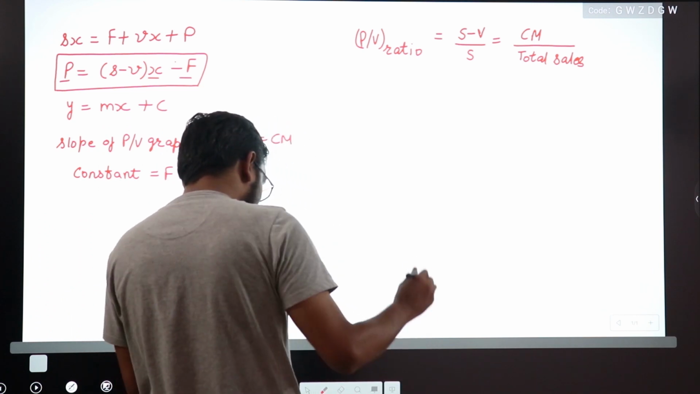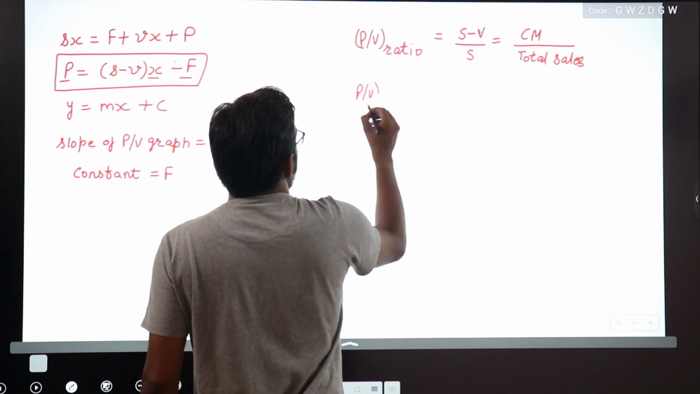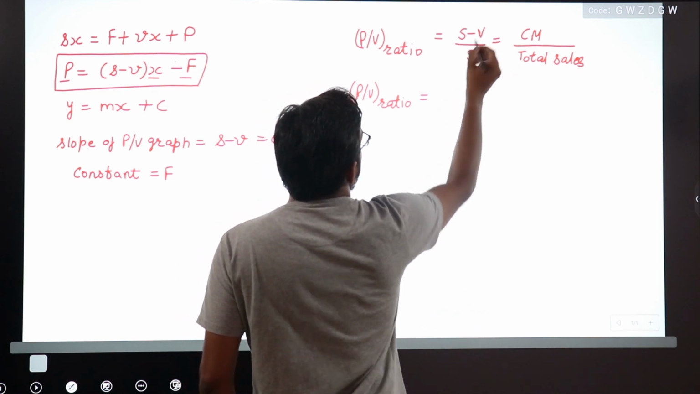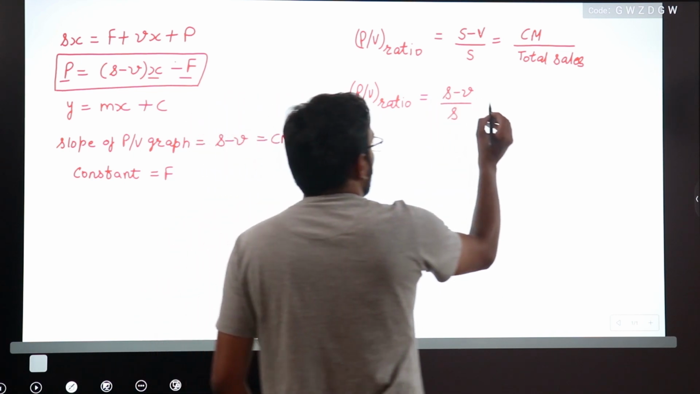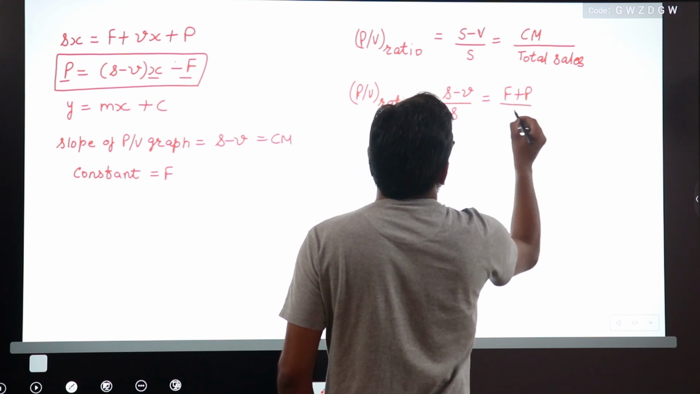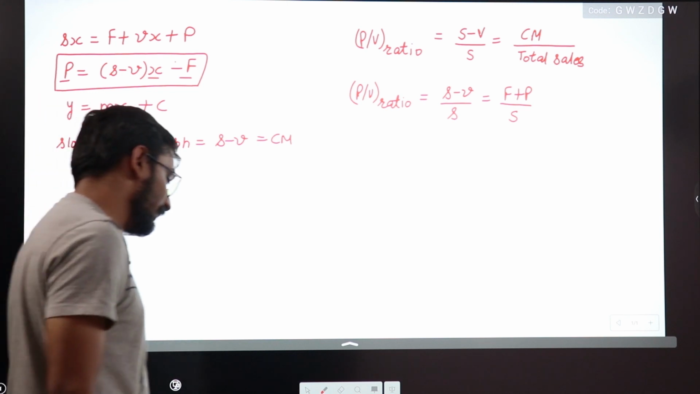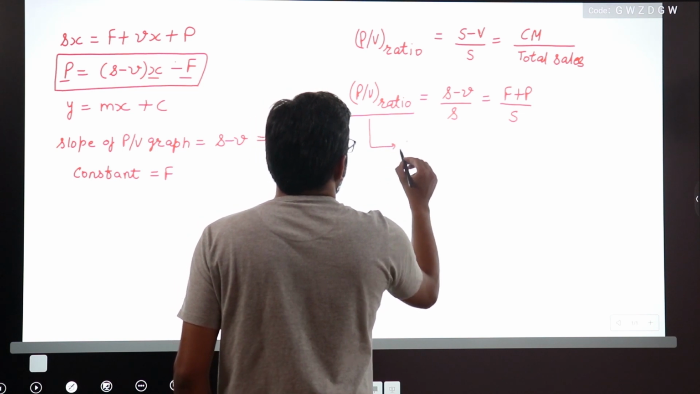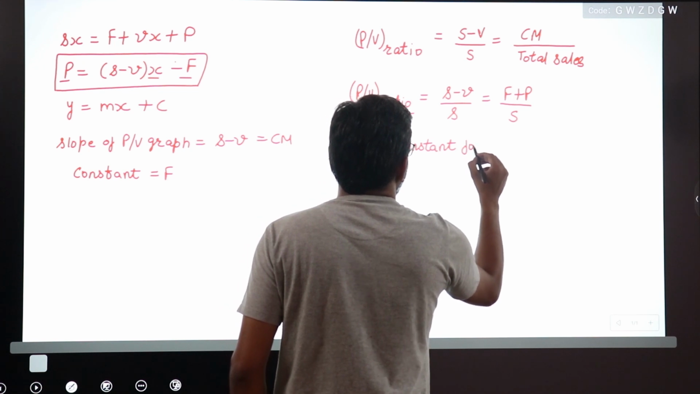Now the profit volume ratio will be equal to small s minus small v divided by small s, that is contribution upon total sales, and this will be equal to fixed cost plus profit upon total sales. This will be the PV ratio. Just remember one thing: this PV ratio will always be constant for a product. This is an important thing.